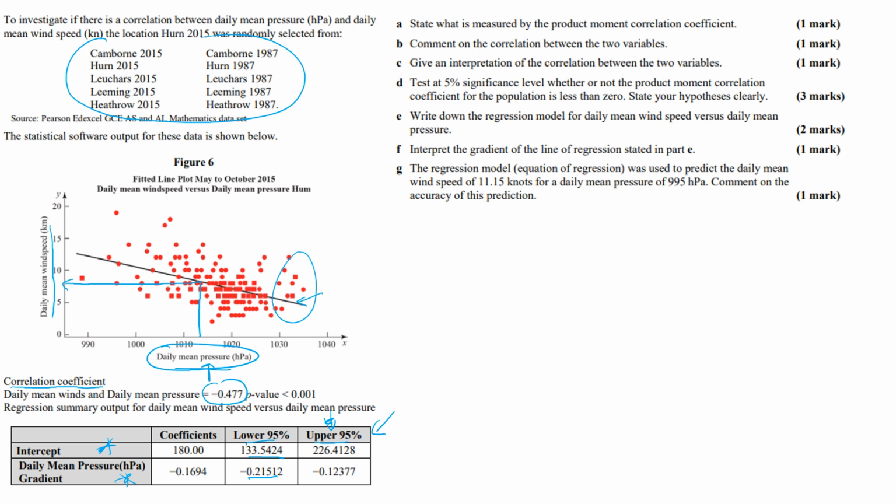So let's have a look at what they're asking us to do in this question. In part A, we're being asked to state what is measured by the product moment correlation coefficient. That is just the linear association between the two variables. So when you're asked to state something, that is exam speak that you can just write it down. That's just something that you can learn.